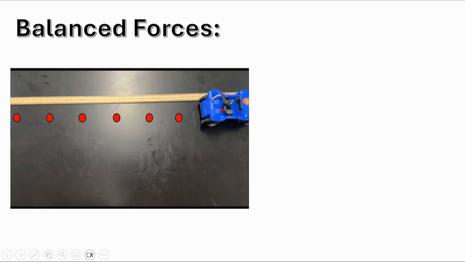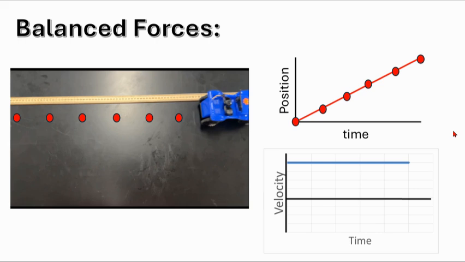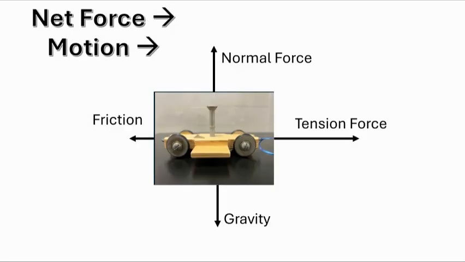You have these dots showing where it was, and if we were to graph this motion on a position time graph, you would see that as time went on, the position goes up by the same amount. This is an example of constant motion, which is what you see when you have balanced forces. If we do a velocity versus time graph, we just get a straight line, because the velocity is a measure of the slope of the position versus time graph, and that slope doesn't change. So that's balanced forces.